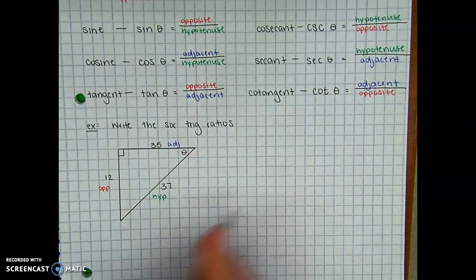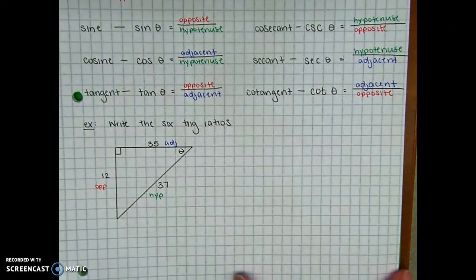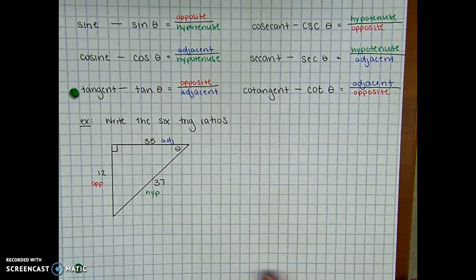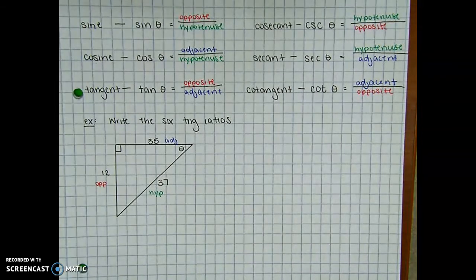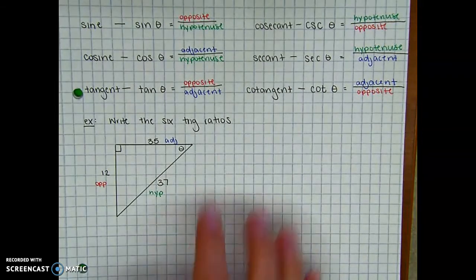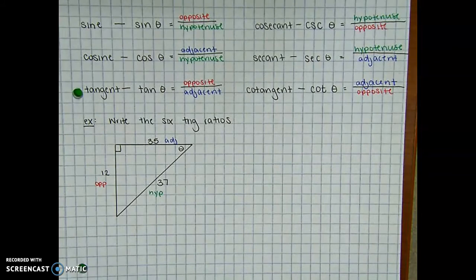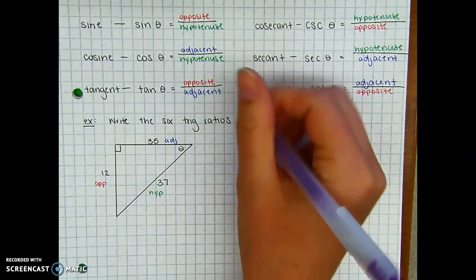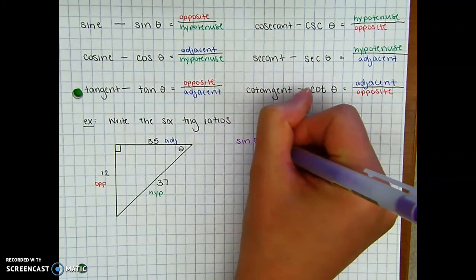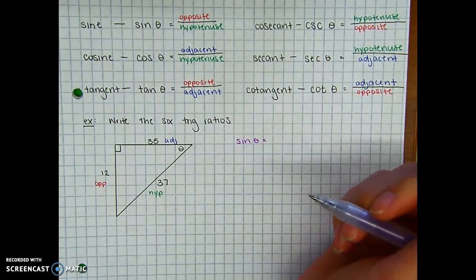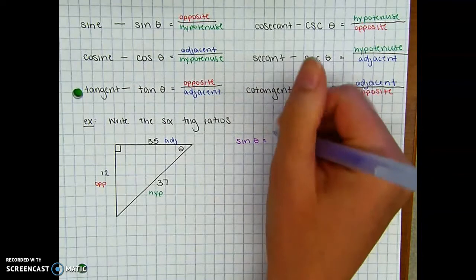I think it's really helpful to label the sides so that you don't mix things up. Now you want to try to have these memorized. Obviously you don't. You're probably learning it for the very first time right now. But let's solve for the 6 trig ratios. So this one is straightforward because we're given all sides. You don't have to solve. So sine of theta is equal to opposite over hypotenuse, so 12 over 37.